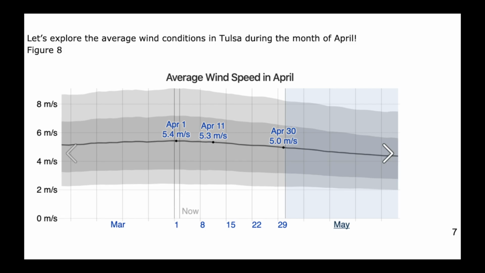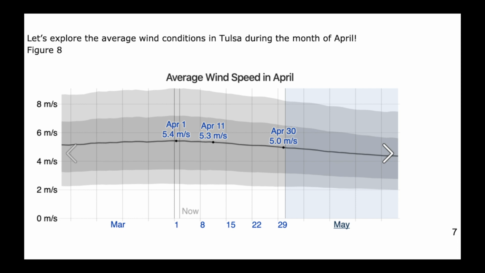Let's explore the average wind conditions in Tulsa during the month of April. Figure 8 shows average wind speed in April. Our y-axis shows wind speed in meters per second. The x-axis shows date. We can use the grid system to match our date with the wind speed. For example, on April 1st, the average wind speed was 5.4 meters per second.